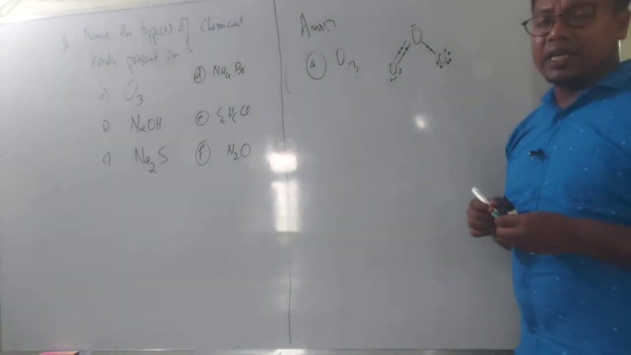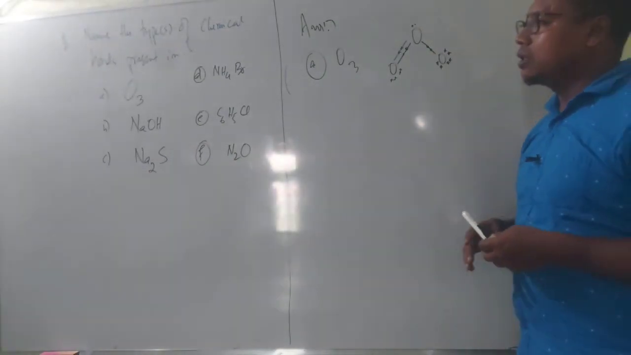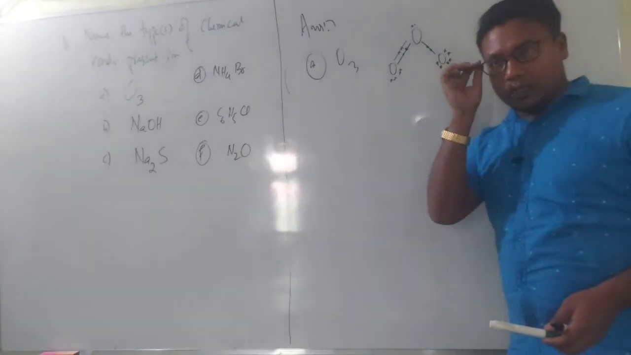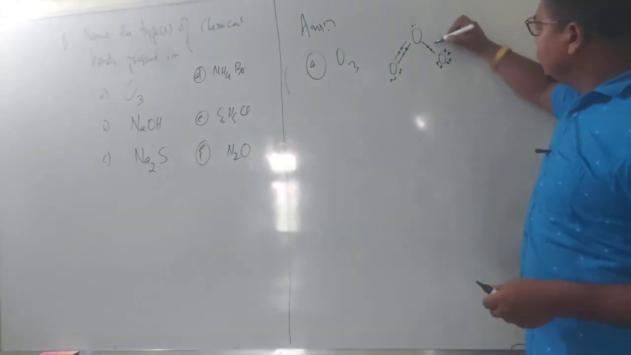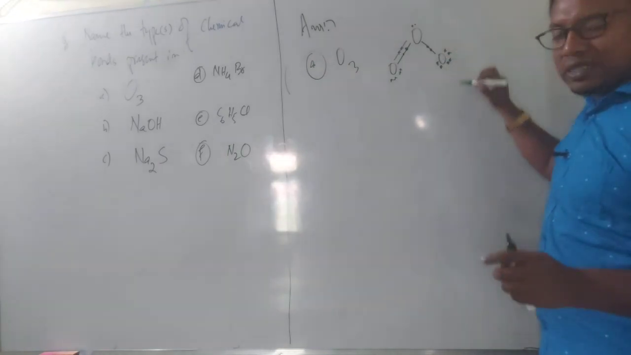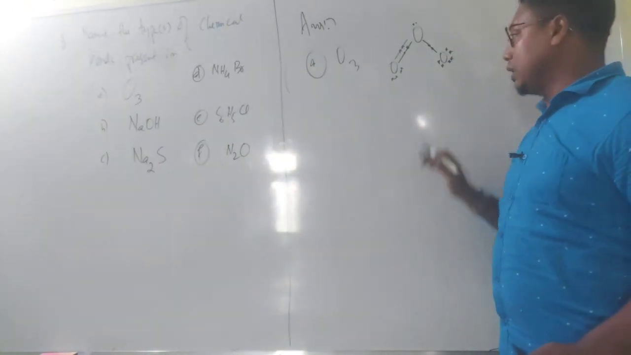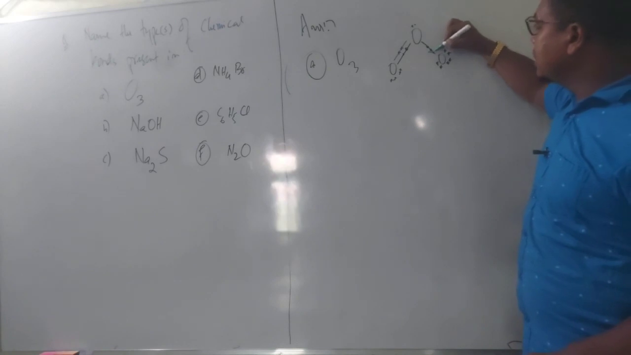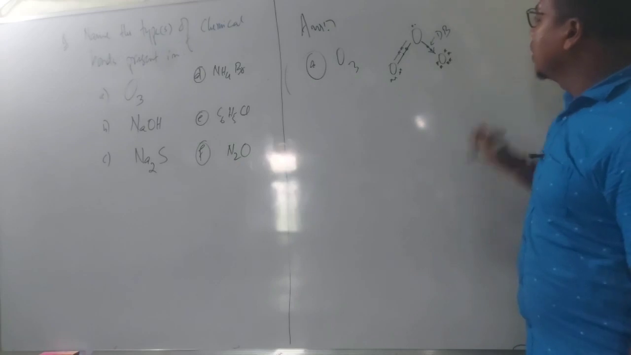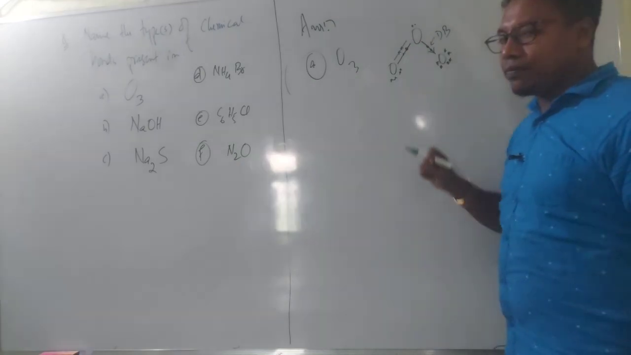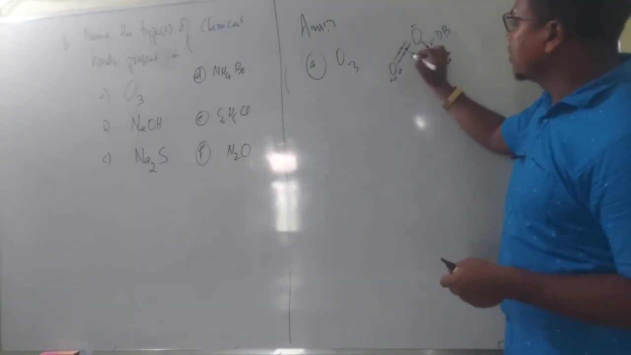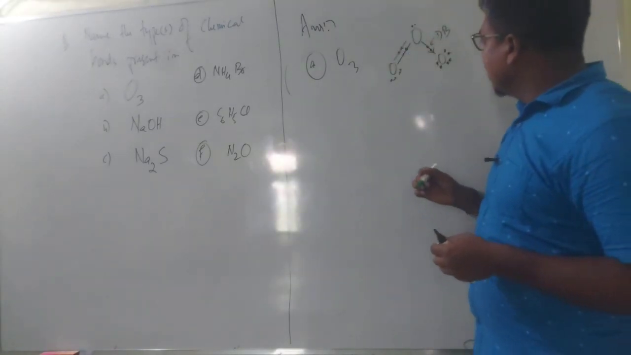So let us decide how many covalent bonds there are, and whether there is any dative bond. This bond is formed by the electrons of this oxygen atom only. This oxygen atom does not use any of its electrons in making this bond, so this is purely a dative bond, right? And these 2 bonds are formed by the mutual sharing of 2 electrons of this oxygen and this oxygen, right? So I can just write like this.